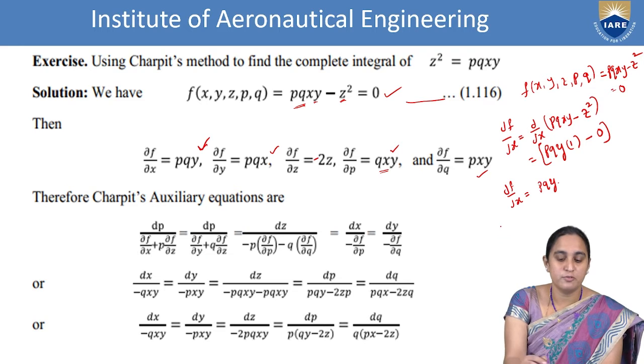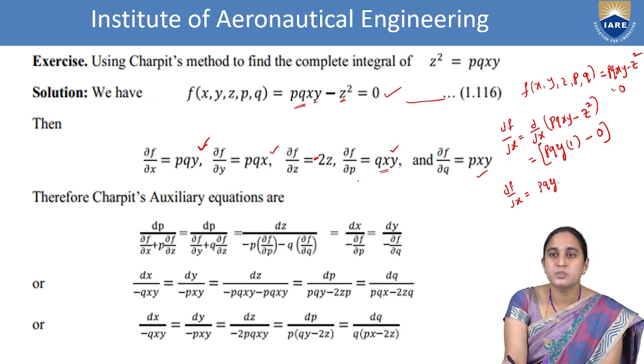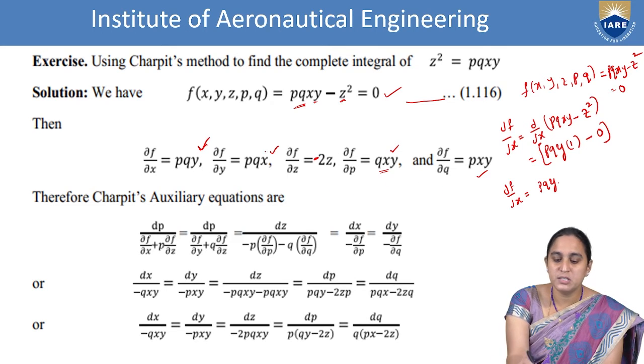Therefore, dou f by dou x is pqy, with respect to y it is pqx, f with respect to z is minus 2z, f with respect to p is qxy, and f with respect to q is pxy. Now substitute each and every value in the auxiliary equation.